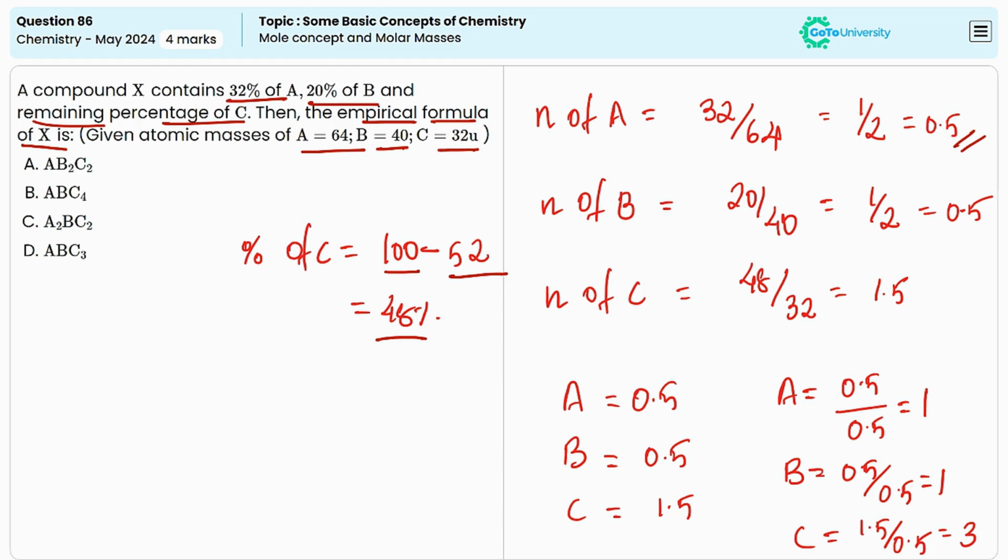So we can write the simplest whole number ratio that exists between the elements A, B and C in the compound X is 1:1:3, and we can write the empirical formula, that is ABC3. From these options, option D is the correct one.